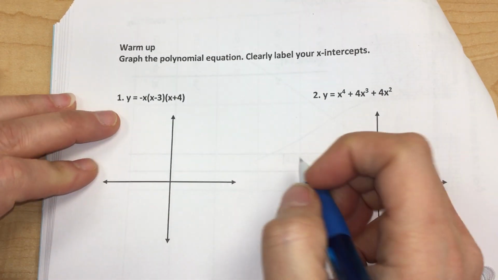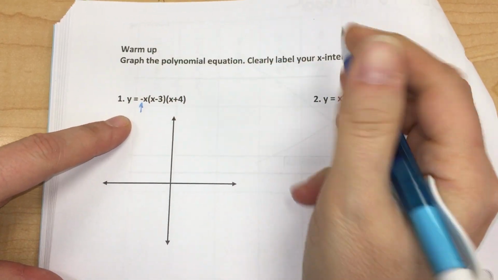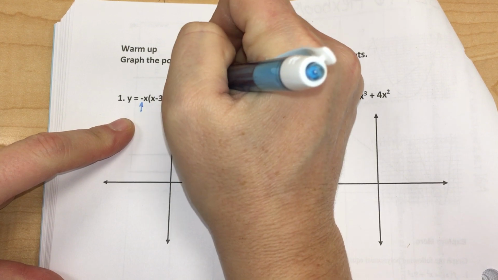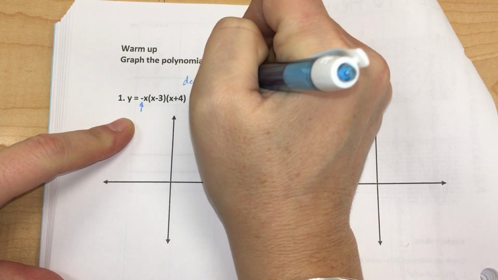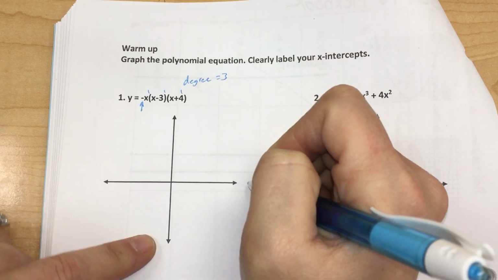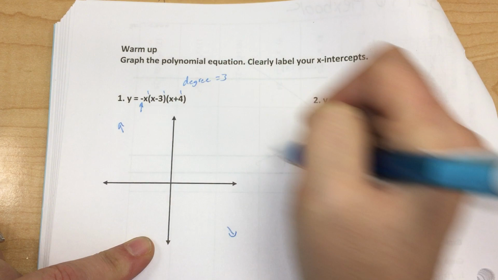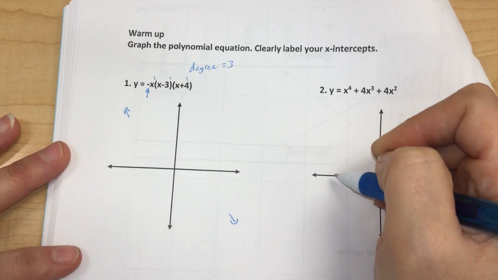Okay, so you should have tried these on your own, and the first thing I noticed is that number 1 has a negative leading coefficient, and I know that it has a degree of 3 because it's 1, 1, 1 makes 3. So I know that on the right side it's going to be going down, and on the left side it's going to be going up. And I don't need to write this out formally because I'm not asked for the end behavior.